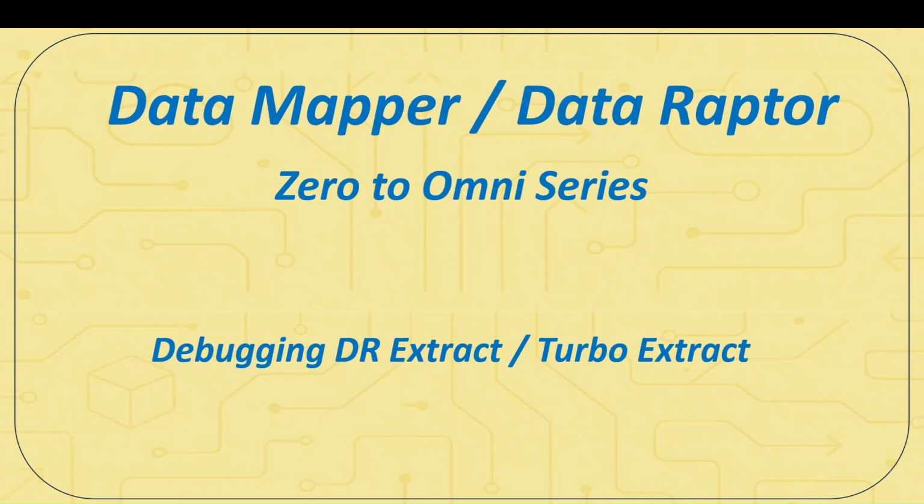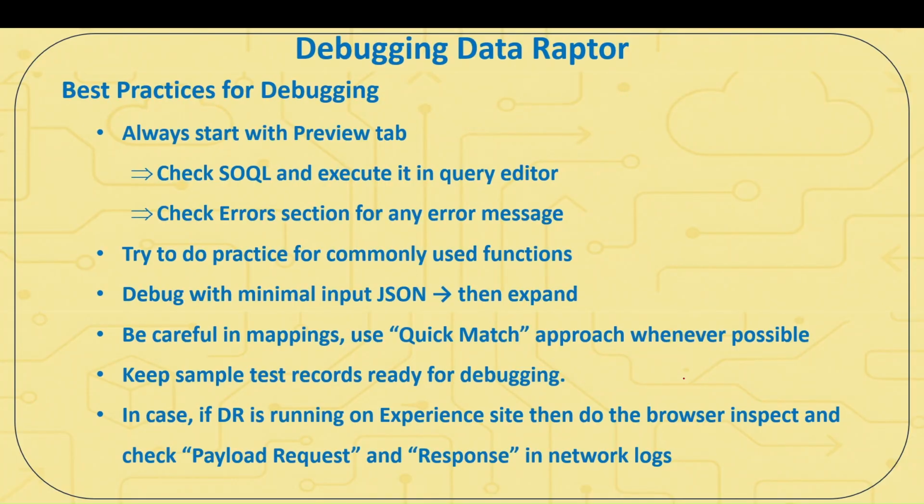In this video, let's see how to debug DataRaptor Extract or Turbo Extract. These are some approaches that we can follow for debugging. Whenever we are not able to see any data written by DataRaptor, always start debugging with the Preview tab. In the Preview tab, you can see whether SOQL is present or not. If SOQL is not present, it means there is an issue with the selected object.